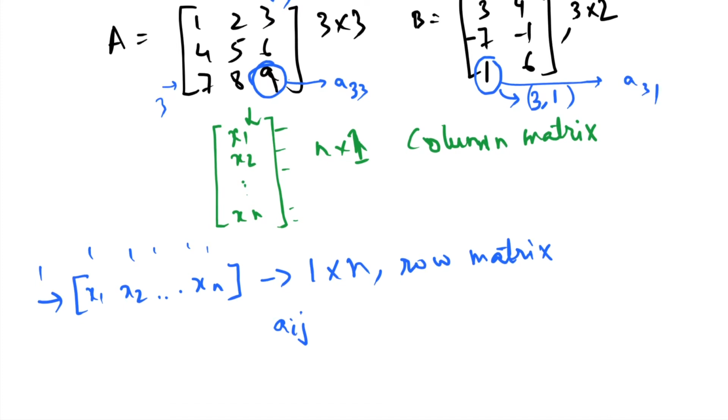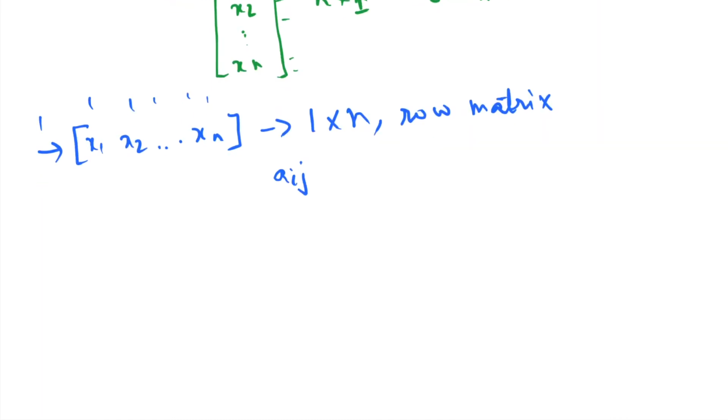Okay, and sometimes a matrix is also represented in this fashion. So let's say matrix A is also represented as aij. What it means is that it's a collection or an arrangement of numbers aij, where i is the row and j is the column.